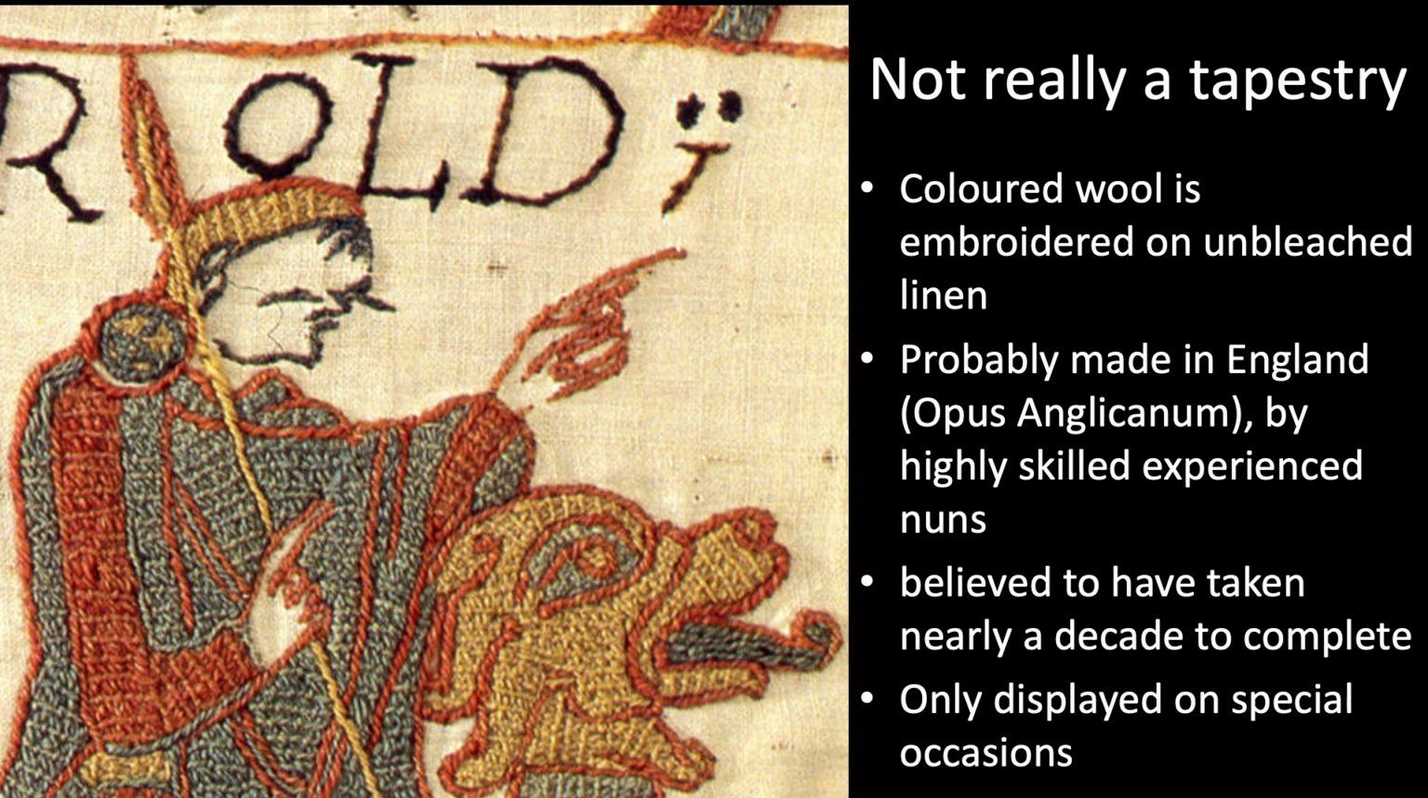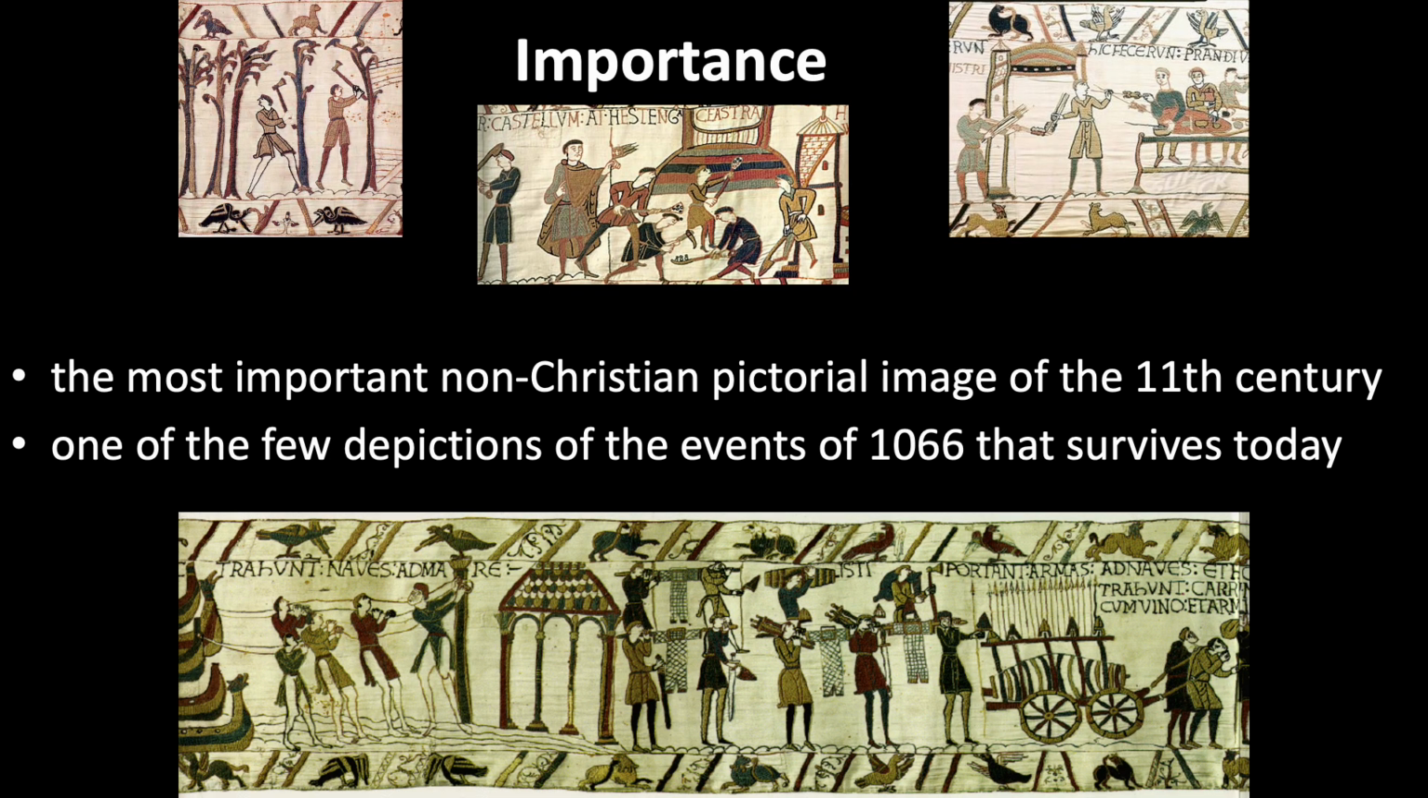By the way, it's not really tapestry, it's embroidery. It's embroidered in this beautiful opus Anglicanum style, which was made in England, something that the English were known for all over Europe. Highly skilled and experienced nuns tended to do these things, and it would have taken a decade to complete, only being displayed on special occasions, of course, because of the discolouring otherwise. A hugely important non-Christian story being depicted, which is unusual for this time, and one of the few depictions of these events that survive today.